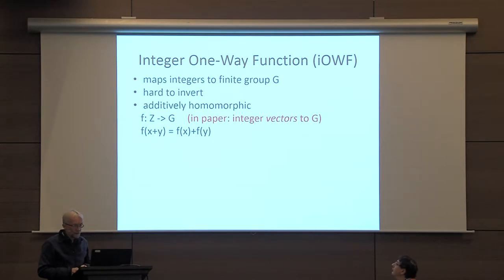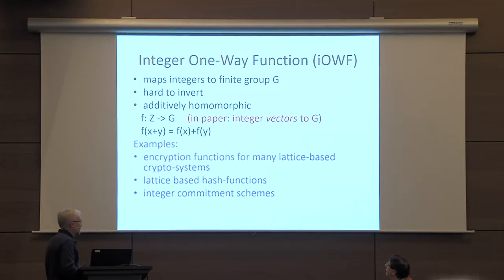That's just for simplicity. There are tons of examples, so the reason for this abstraction is, of course, that there's lots of stuff it captures. For instance, pretty much any lattice-based cryptosystem you'll see in the literature has an encryption function, which is an integer one-way function, if you consider it as a function from both the message and the randomness to the ciphertext. Lots of lattice-based hash functions are the same, because you take some public matrix and multiply by a vector consisting of the inputs. Integer commitment schemes are another example, which don't have to be lattice-based, by the way. There are also examples based on the strong RSA assumption, which, in this conference, you'll see can be based also on just the RSA assumption.